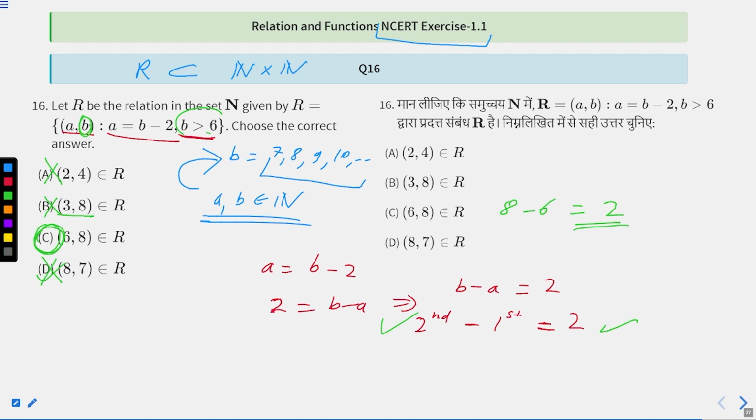What about the other condition? The second element must be greater than 6. So here the second element is 8, and 8 is greater than 6. Yes, it is true. So it satisfies both of the conditions. So this means my correct option for question 16 will be option C. Okay, I hope that you got your answer.